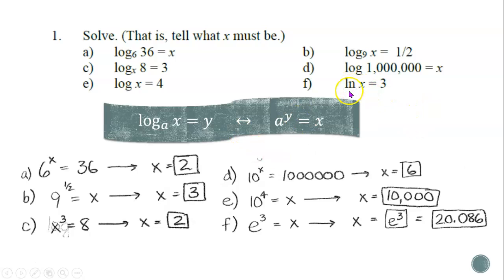And ln, that is log to the base e of x equals 3, in exponential form would be e to the 3 power equals x. And then my calculator tells me that e to the 3 power is approximately 20.086. Whenever the answer didn't come out exact, I've rounded it to 3 places after the decimal point.